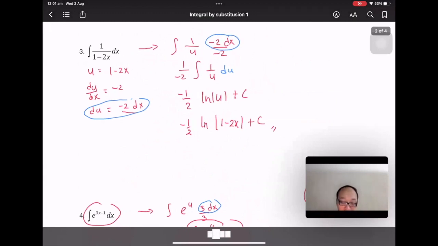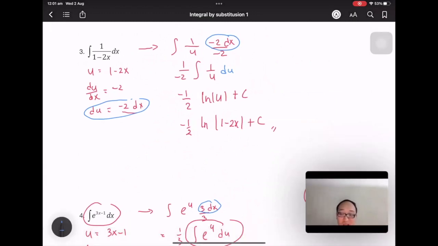Number 3, we know that the identity of integral 1 over x dx equals ln x plus c. So we try to make it into this form. So 1 over 1 minus 2x, I will change it into 1 over u. So 1 minus 2x will be the u. So we choose that, not 1 over 1 minus 2x, but only 1 minus 2x.